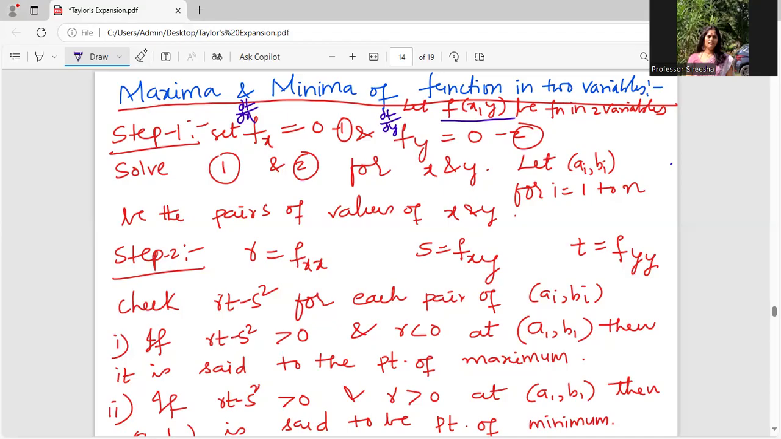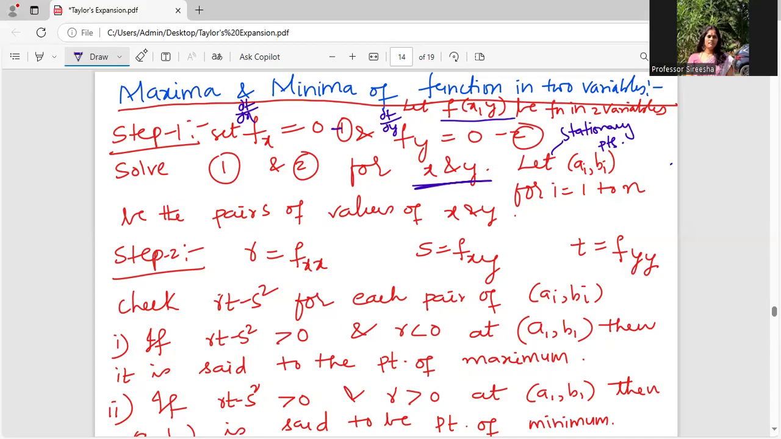Next, once I equate them to zero, I'll be getting two equations, let them be 1 and 2. Solving equations 1 and 2 for x and y, I'll be getting a set of points called stationary points. Now, when does a function in single variable have a maxima? When the second order derivative is less than zero at a point, it will have a maxima at that point. If the second order derivative is greater than zero at that point, then the function will have a minima at that point.